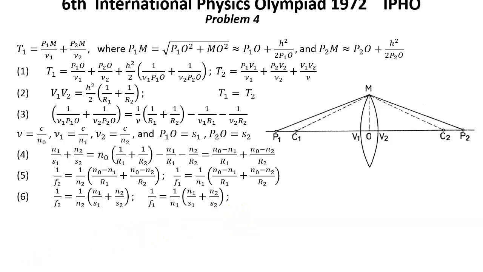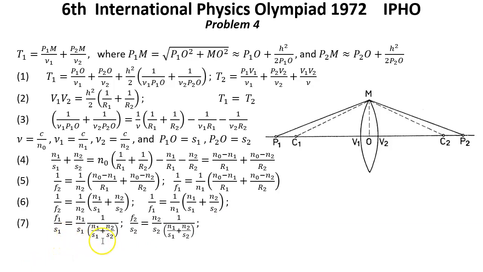And the last thing is f1 over s1 equal this one, and f2 over s2 equal this one. Now we can just add them and get finally our result. f1 over s1 plus f2 over s2 equal 1.